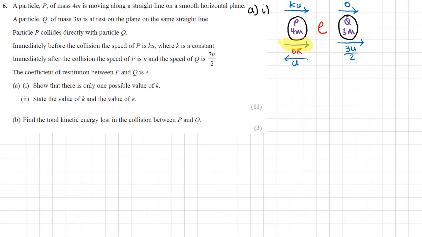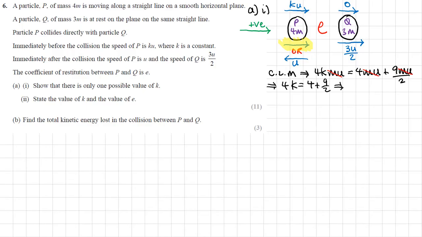I'm going to be taking to the right as positive, and I'll start with my equation for the conservation of linear momentum. So that will give me this equation, 4kmu, momentum from P. There will be no momentum from Q because it's at rest. And then after the collision, 4mu from P, and then 9mu/2 for Q. Now, the mu's are all going to cancel out because every term has got mu. Then that will give me 4k is equal to 4 plus 9/2. So I can find a value of k, and that is going to be 17/8.